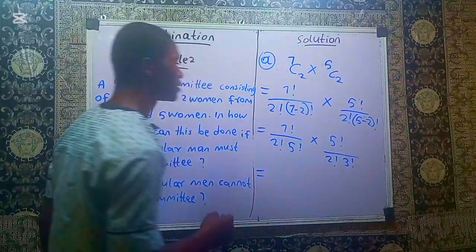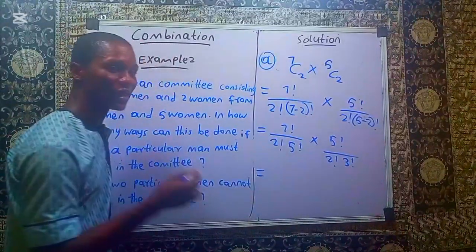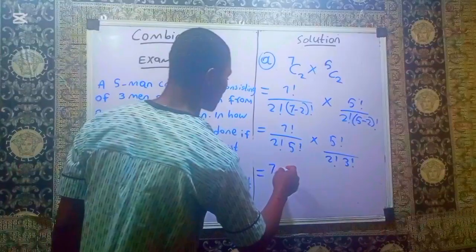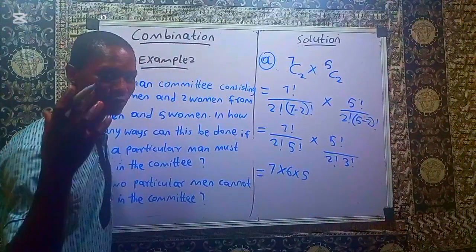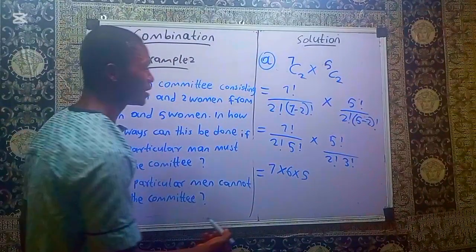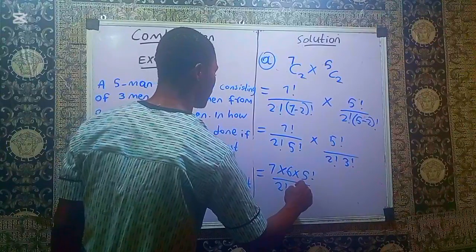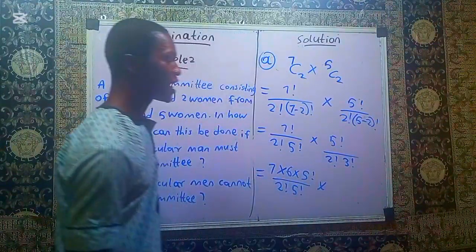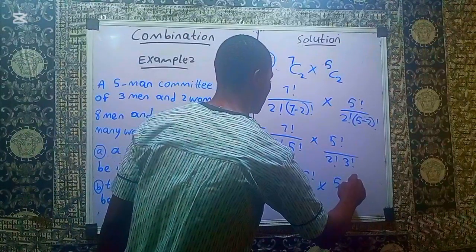In this, I can simplify 7 factorial further by expanding it. So I have 7 factorial, I will expand it down. It will be 7 times 6 times 5. I'm supposed to expand it down to 1, but because I have 5 factorial down there, I will cancel it and stop here. So I have times 5 factorial, over 2 factorial, 5 factorial. Then multiply by, for this one, I have 5 factorial to expand.